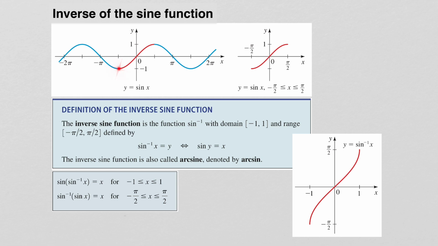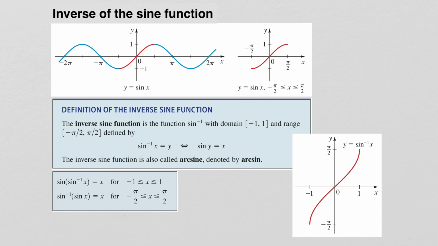So if you notice this little piece of the graph that is in red here, if we only have that piece of the graph, this is now a one-to-one function because every horizontal line that I draw will only intersect this graph one time. So to make the sine function one-to-one, we restrict the domain of the sine function to be between negative pi over 2 and positive pi over 2.